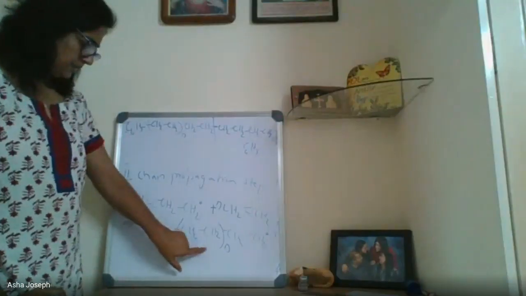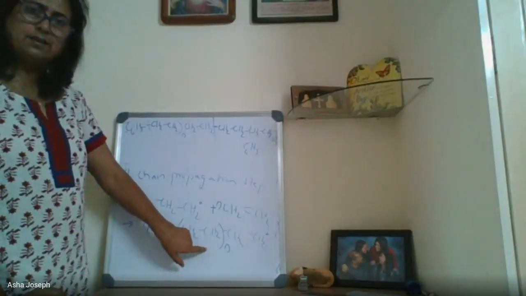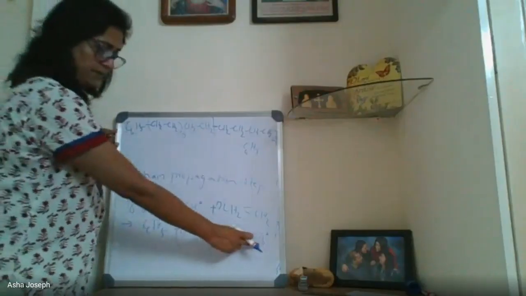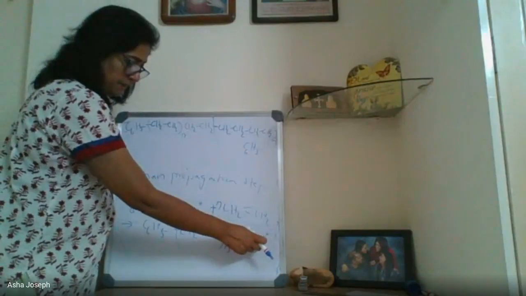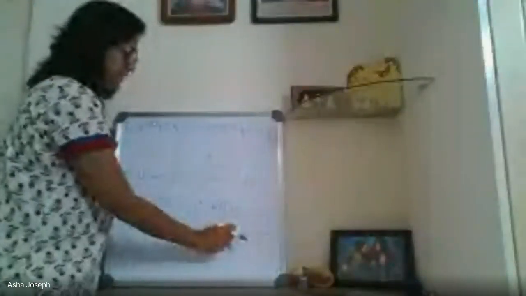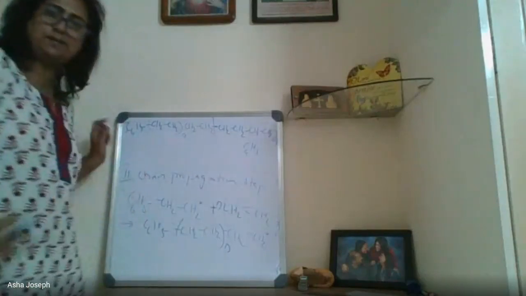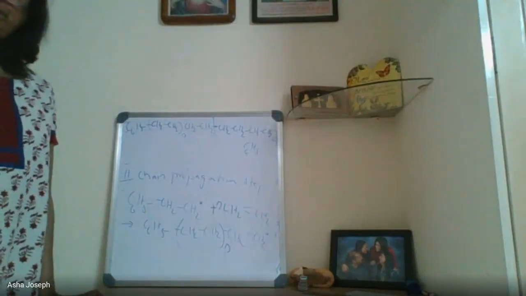Ma'am, can you explain the final product again? I didn't understand. How did you get the last one? This is one radical. It will react with another of this. So two times I wrote. This much is from the first one. Second one from here I started. CH2, CH2, CH2, CH2 n times C6H5. Got it? Oh, okay, ma'am.